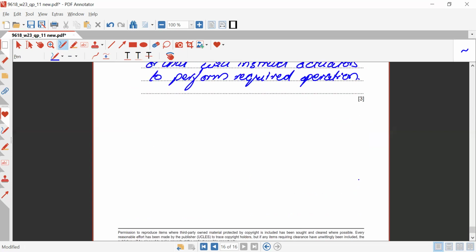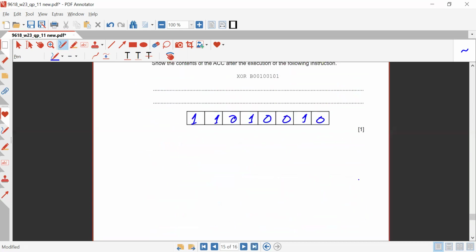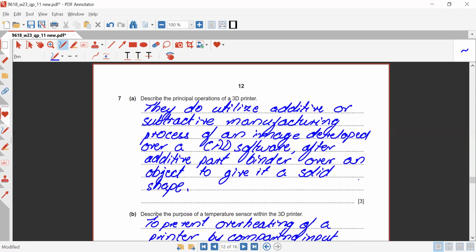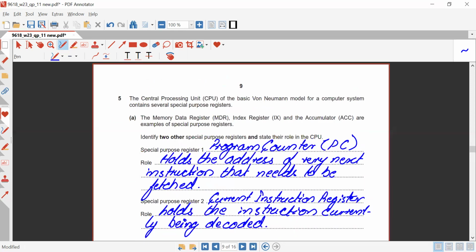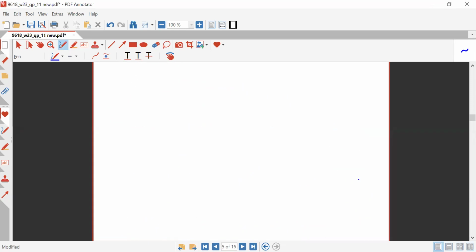So that was the last question for this, and that's the end of this paper. The paper is in 3 phases. Make sure to have a look on all 3 phases of this paper.